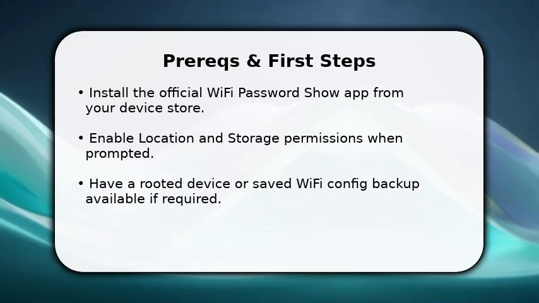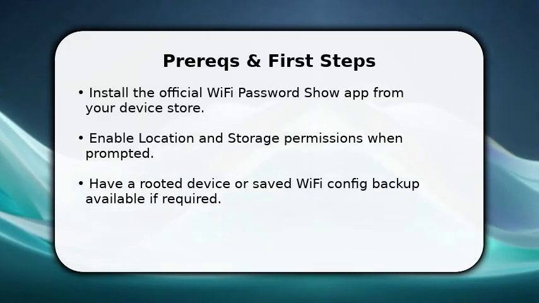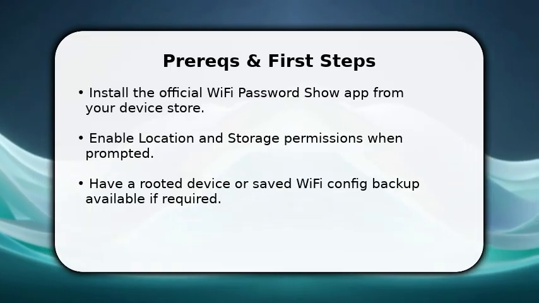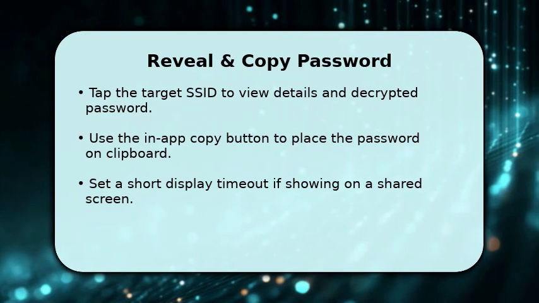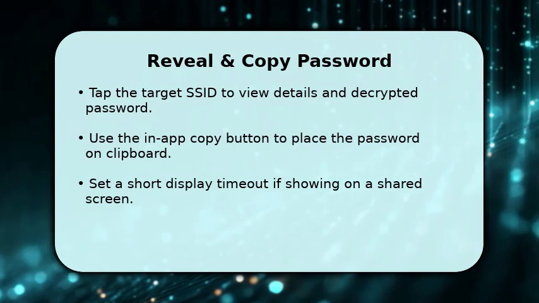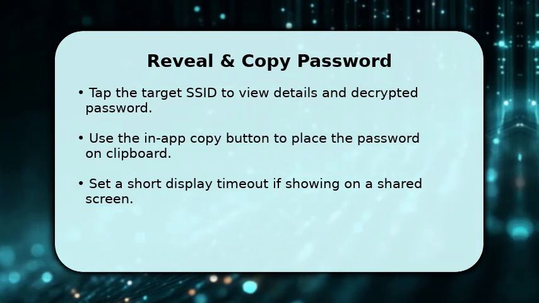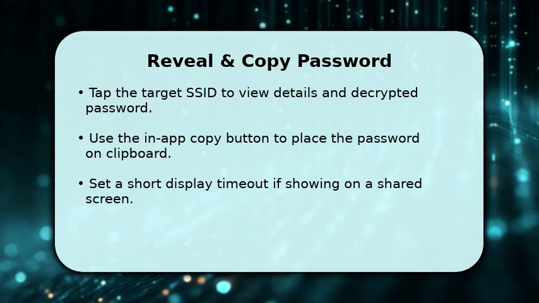Make sure airplane mode is off and Wi-Fi hardware is enabled so the app can list current networks immediately. Now find the network you need and tap its entry to reveal the password. The app decrypts stored credentials or reads the backup. Once visible, use the copy button to move the password to your clipboard.